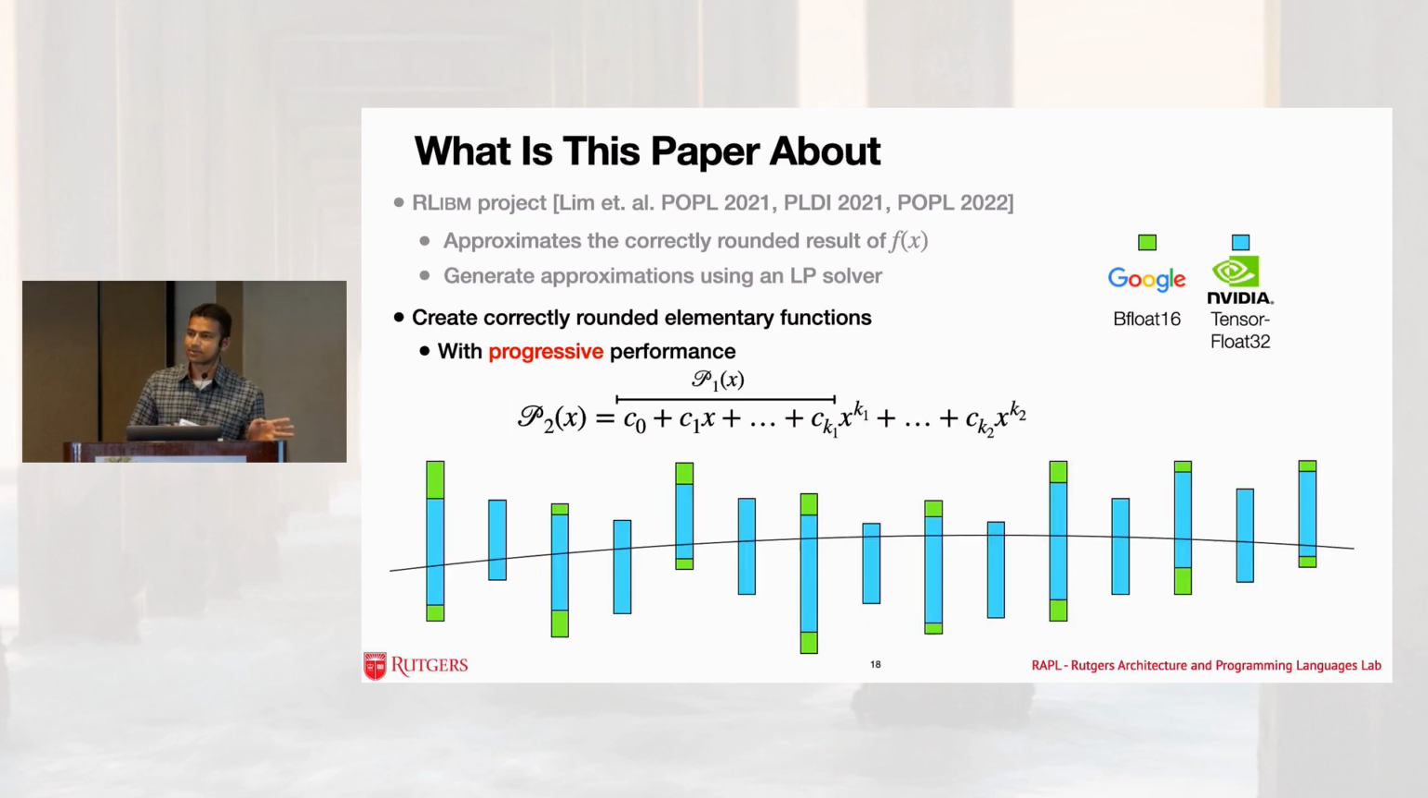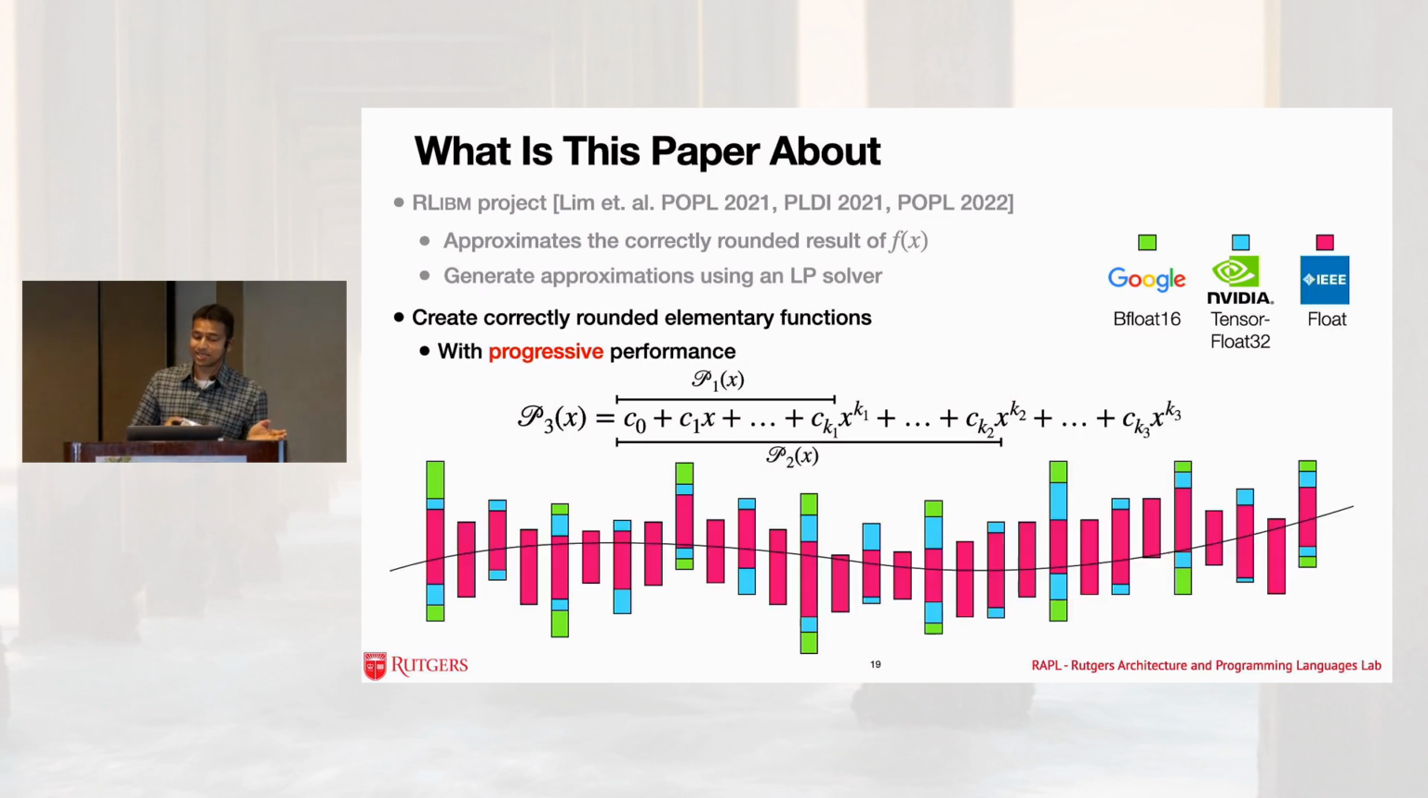Now consider the rounding intervals for TensorFloat32, which is a strict superset of bfloat16. That means every bfloat16 input is also a TensorFloat32 input, but there are other inputs as well. These intervals are somewhat smaller, so the fitted polynomial p2(x) has more terms and also takes more time to evaluate. Now consider the rounding intervals for the 32-bit floating point type, which is a strict superset of TensorFloat32. These rounding intervals are even smaller, so the fitted polynomial p3(x) is even larger, requiring even more time to evaluate.